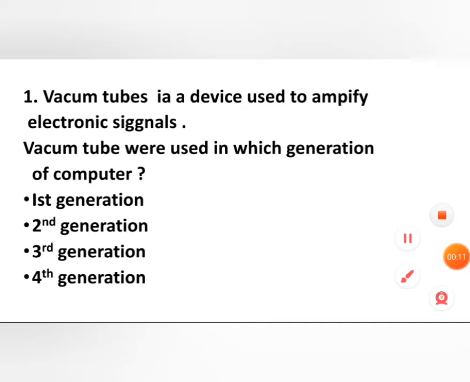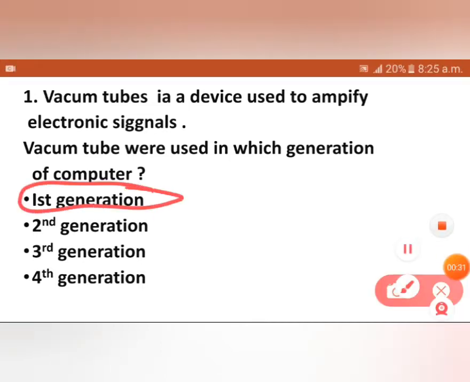The question number 1 is, vacuum tube is a device to amplify electronic signals. Vacuum tube were used in which generation of the computer? So we all know that there are 5 generations of the computers: first, second, third, fourth and fifth. So vacuum tube was a device used in which generation of the computer? The correct option is option number 1, first generation.